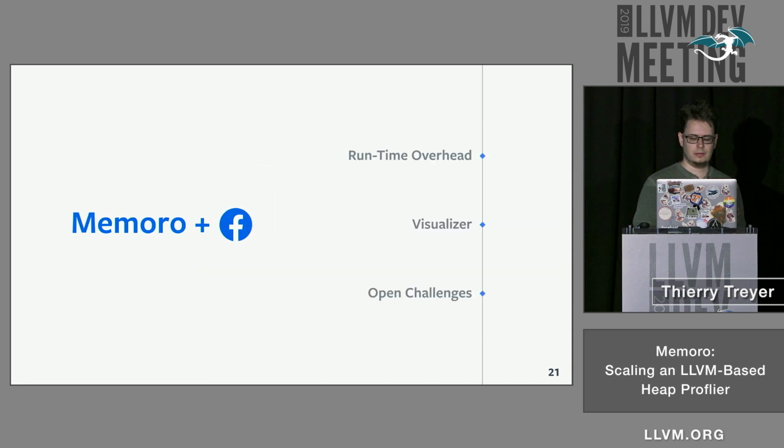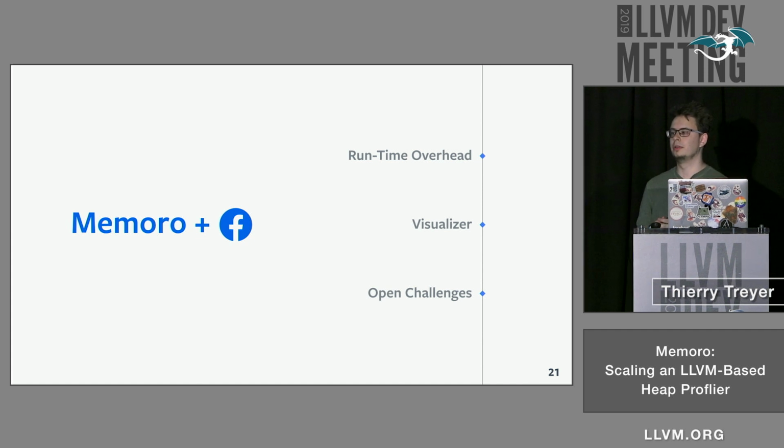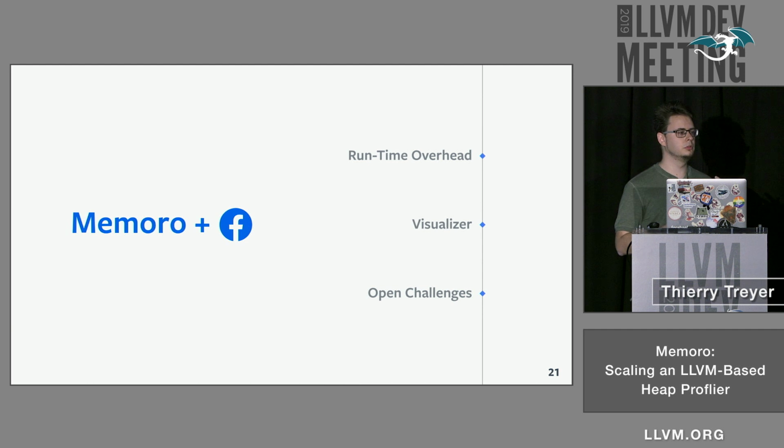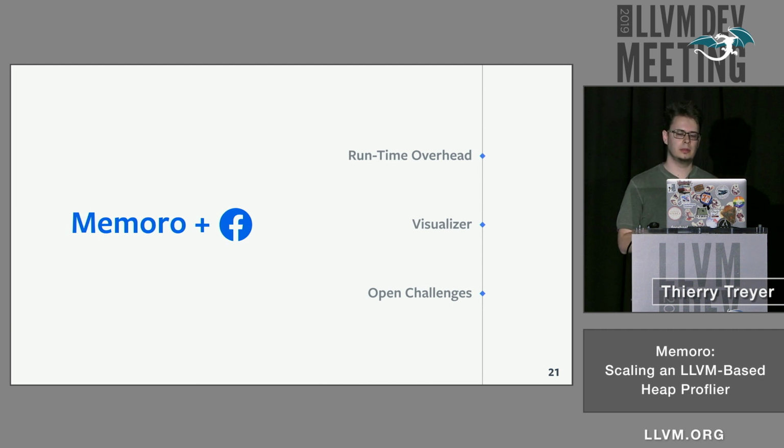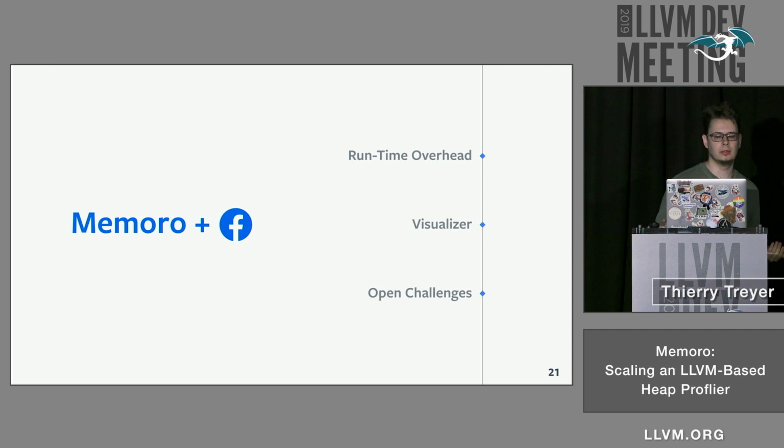So now that we have reduced the overhead, we are now able to run Memoro on Facebook infrastructure. And we are able to run it on a service, collect a fairly big amount of data, and then we start to feed the data into the visualizer, and we encounter new problems.